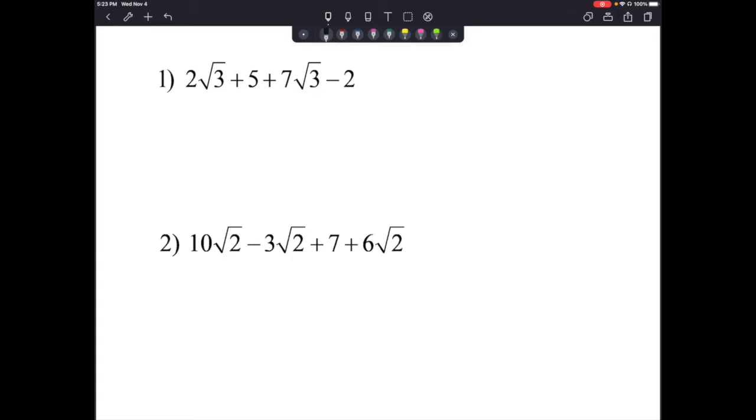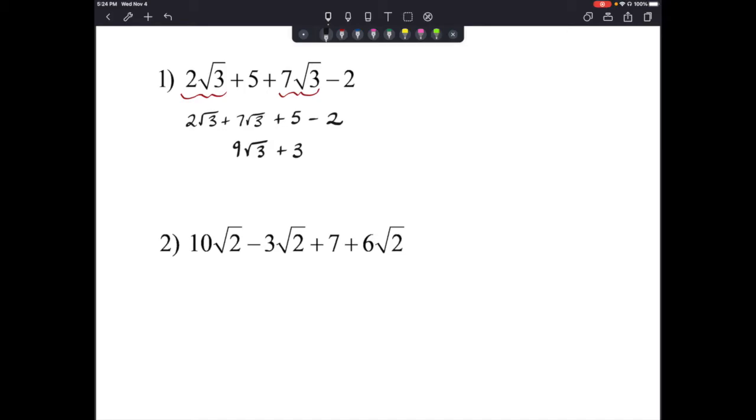So the first one, we have 2 radical 3 plus 5 plus 7 radical 3 minus 2. When I'm looking at combining my like terms, I've got this 2 radical 3 and this 7 radical 3. So we've got 2 radical 3 plus 7 radical 3, and then a plus 5 and a minus 2. We combine our like terms and we should have 9 radical 3 plus 3.